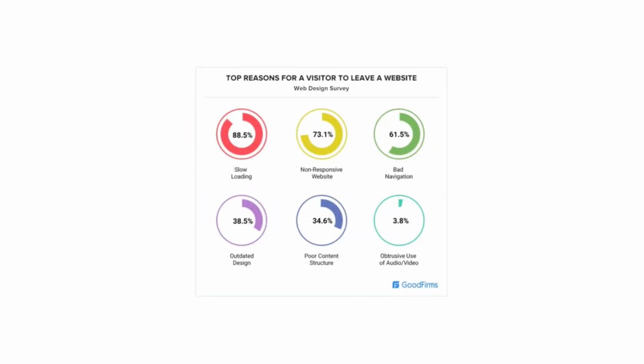Performance is really one of the biggest impacts. When you look at the reason someone would bounce from a website, bounce being visit and then leave right away, the top reason is slow loading. 88.5% say that a slow loading website will cause them to leave. The second, 73%, say a non-responsive website would also cause them to bounce. Bad navigation is third with 61%, so still a pretty big impact. But again, the two top factors are really around performance of the website.